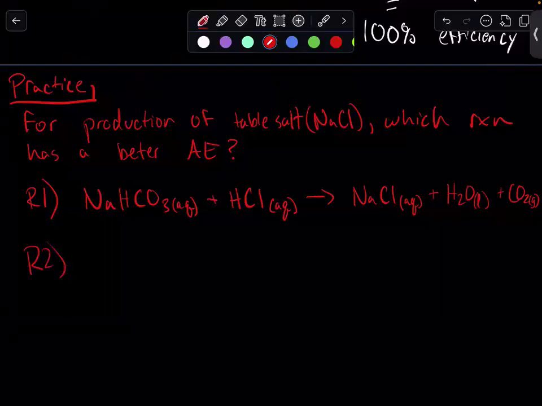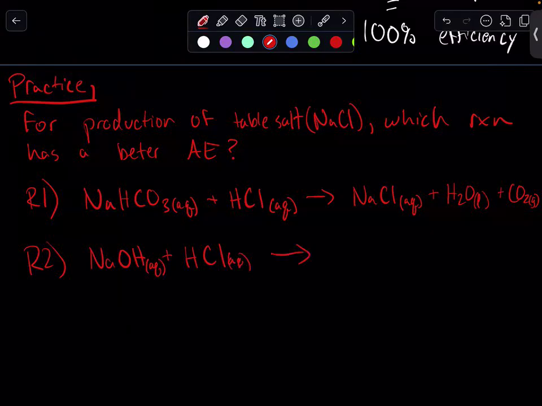Reaction 2 has sodium hydroxide, NaOH, plus hydrochloric acid, oh, aqueous, almost forgot state symbols. Never forget your state symbols, the DP will take away for that. And you will create, again, sodium chloride, that's our main product we're looking for, plus water.